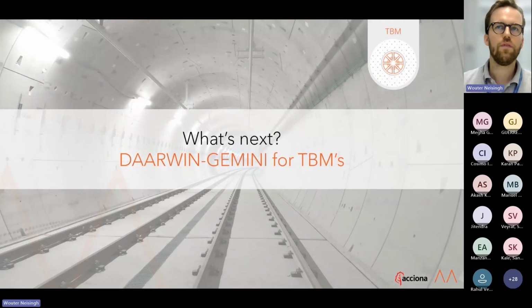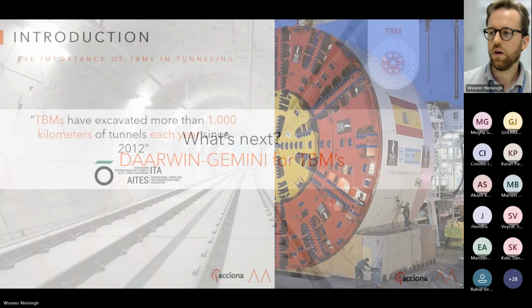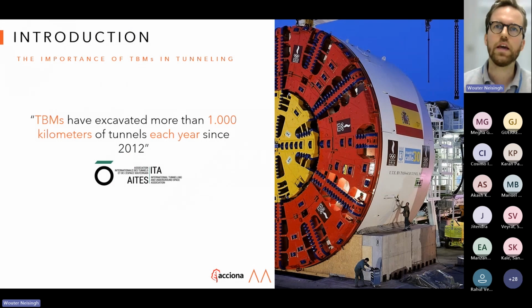So now I want to show you our specific solution for TBM machines, and this is called Daarwin Gemini. This is a more recent development, so I'm really excited to show you this today as well. What we see here is that the International Tunneling Association indicates that since 2012, each year TBMs excavate more than 1,000 kilometers of tunnels. So that's really significant. So again, this is one of the claims that we have to back up the statement that indeed we see tunneling is on the rise.